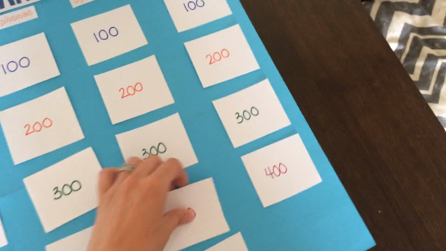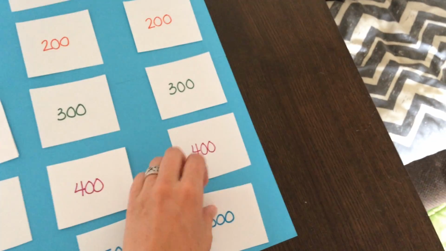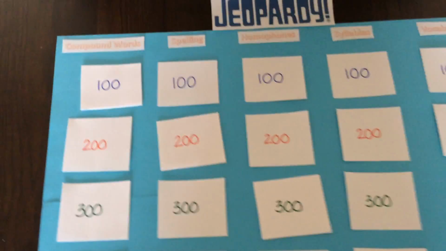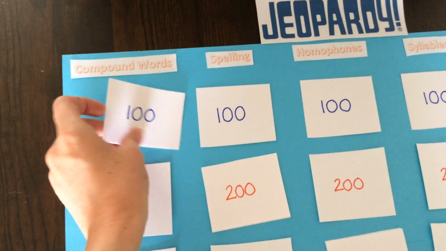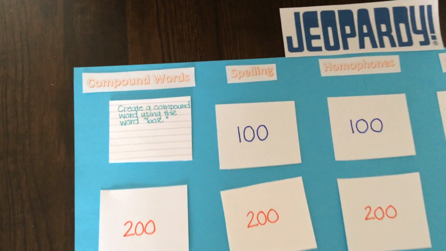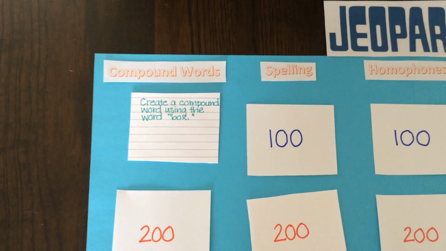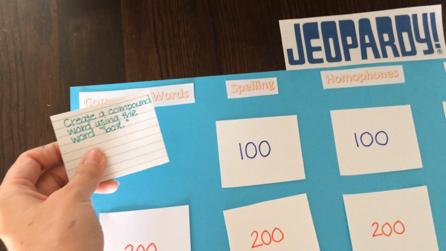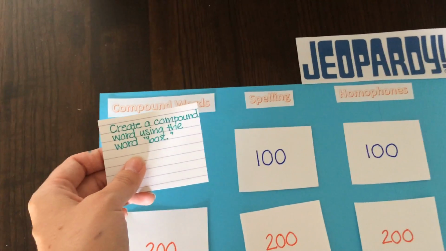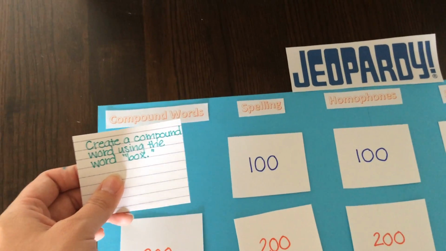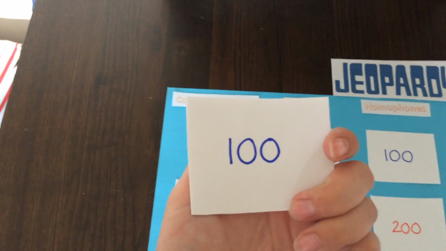So how students play, if you're not familiar with Jeopardy! You ask a student what question they would like, and the student may say, I want compound words for 100. Create a compound word using the word box. If they create a compound word using the word box, like boxcar, then they get to keep those 100 points.